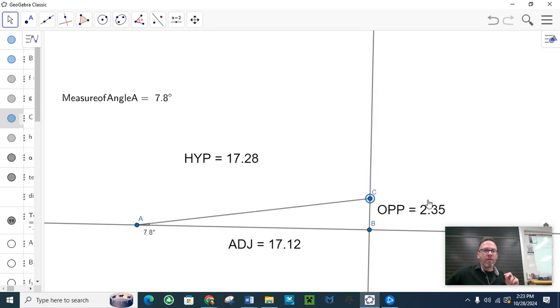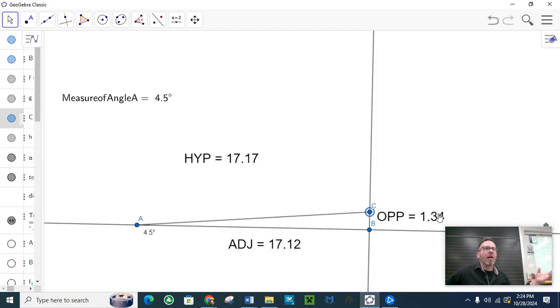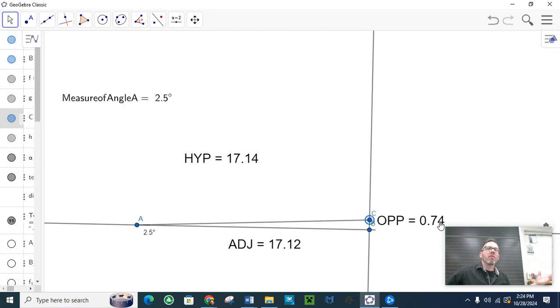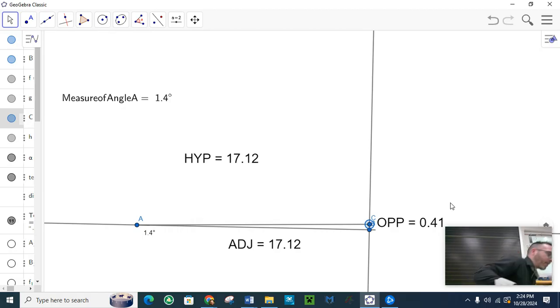As the angle gets close to 0, what's happening to the adjacent and hypotenuse? Maybe somebody different? Okay, Peyton, go ahead. Yeah, at 1.4 degrees, my program can't even tell the difference to a hundredth of a decimal place. They actually get pretty close, right? Does that make sense, everybody?